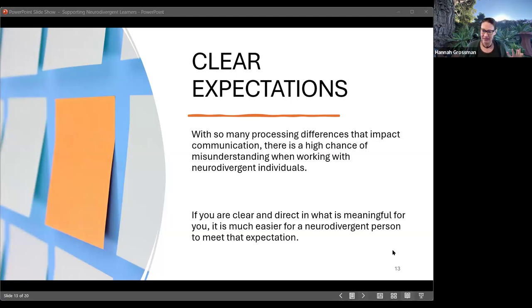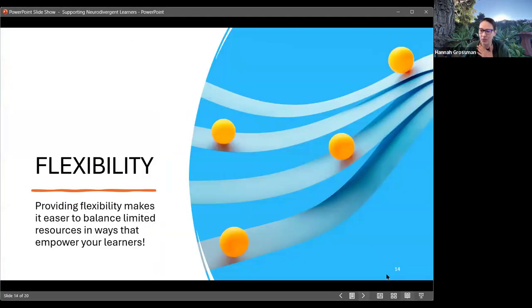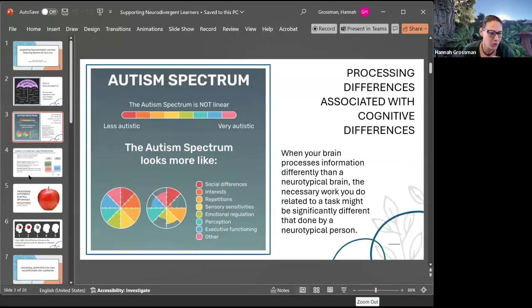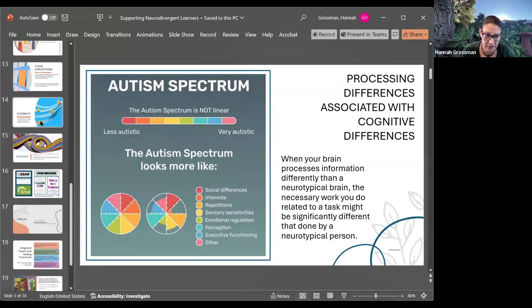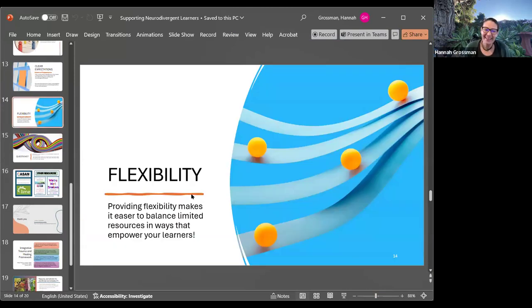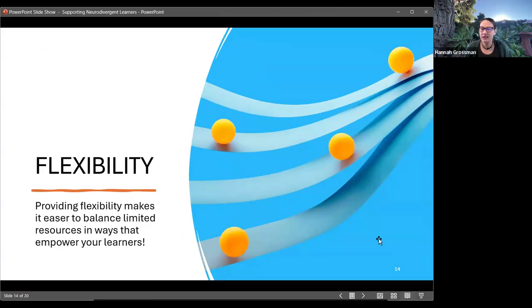Now, the final one that I'm wanting to talk about, that I think I've mentioned multiple times already, is flexibility. And that is, there's not going to be one right way of balancing and optimizing all of your loads for all of your learners at every moment.